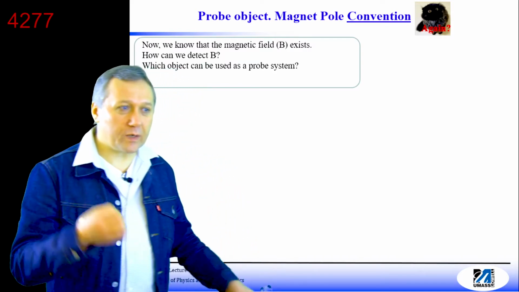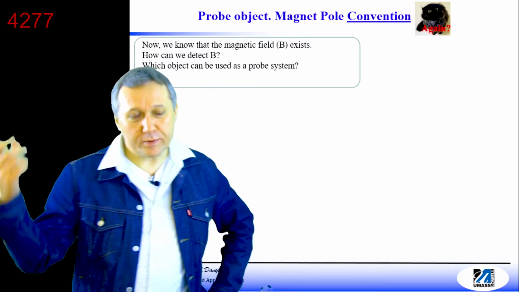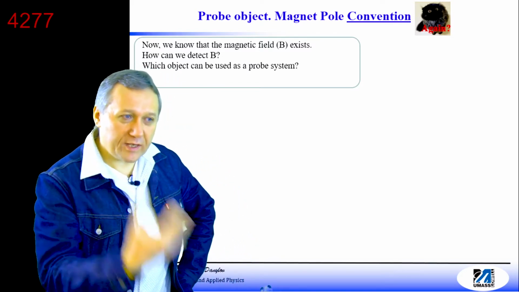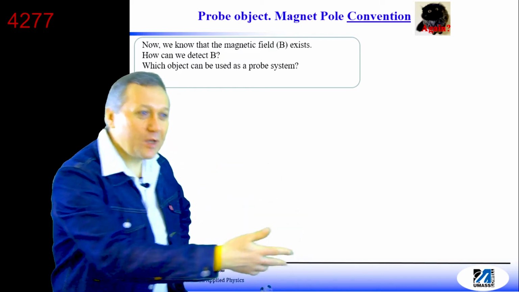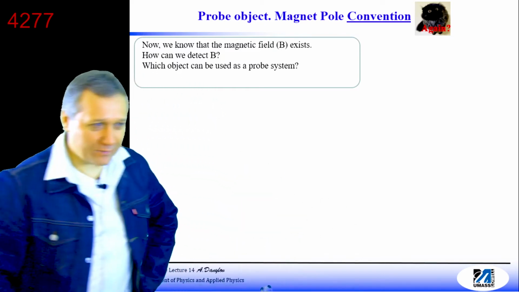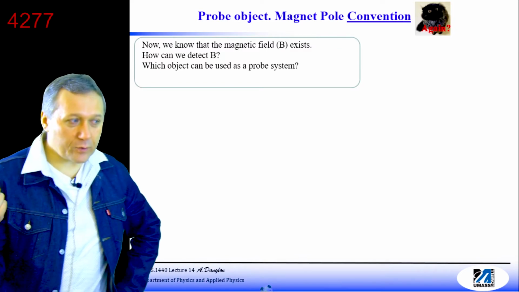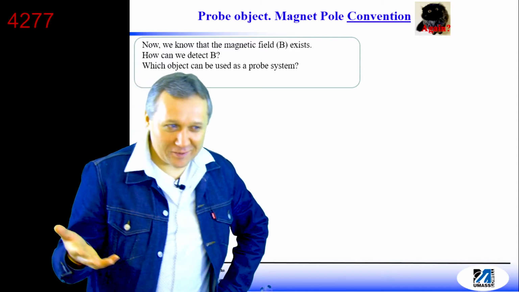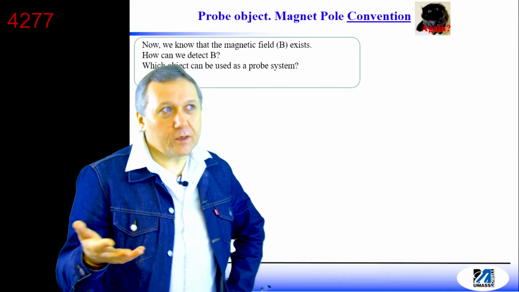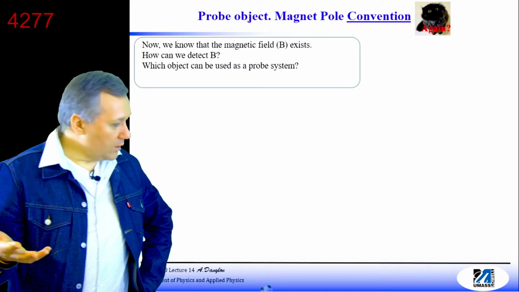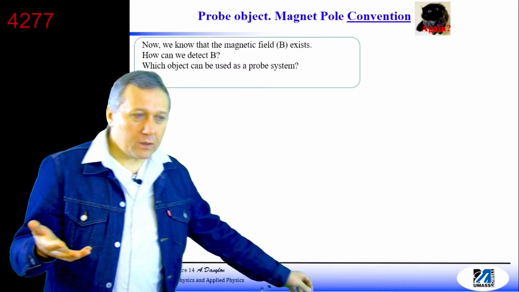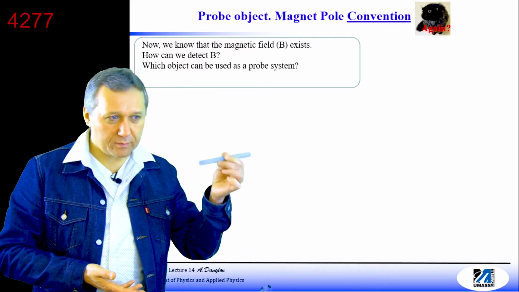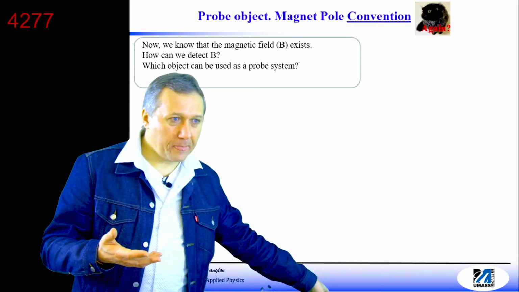And of course, what are the requirements for a probe system? First of all, it must be small, so that when you measure or detect the magnetic field produced by some system, you would not change that system significantly. And the second, your probe system must respond to the presence of the magnetic field. So as a result, what can that be? I think it should be a small permanent magnet. Of course, this one is big. So, a small permanent magnet.